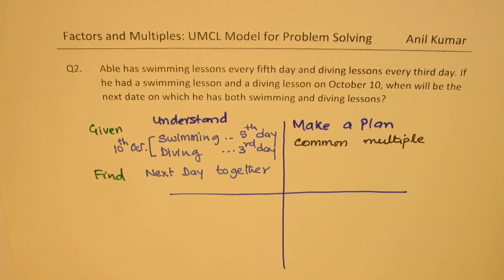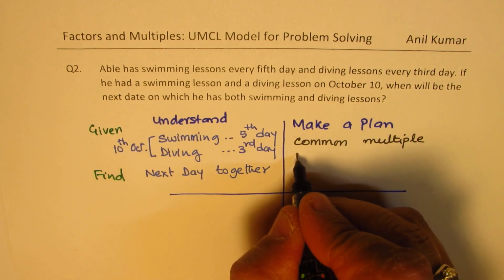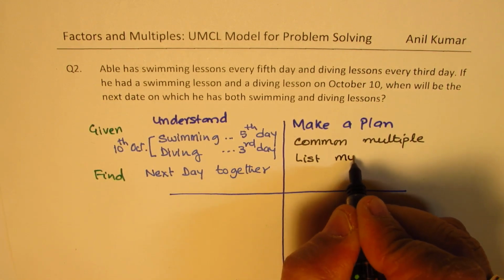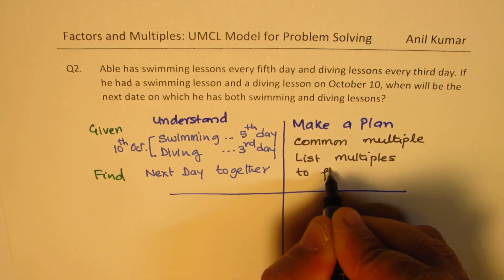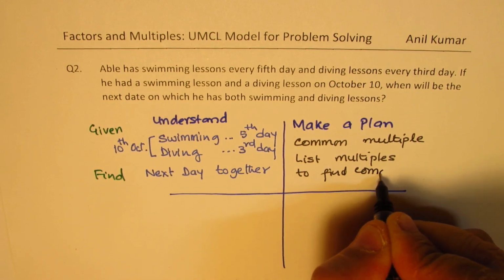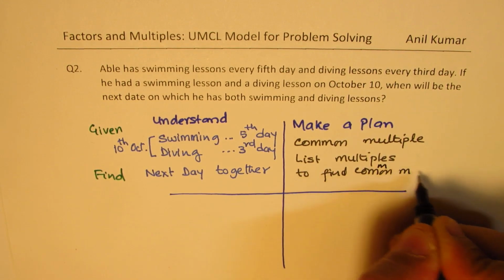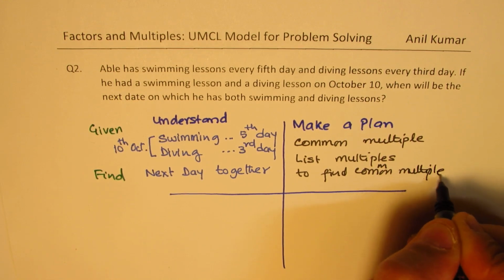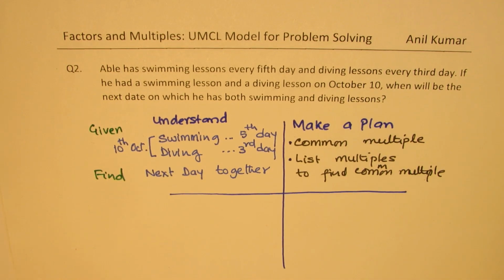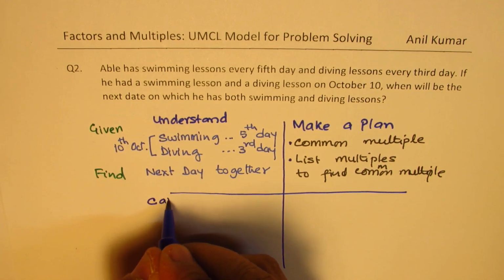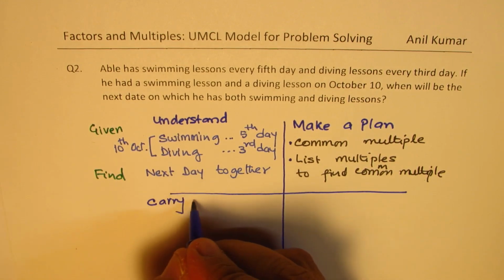Now there can be different strategies for finding the common multiple. So to find common multiples, what are we going to do? We'll list multiples to find the common multiple. Correct? So that is what our strategy is going to be. Okay, so let's follow the plan, and that is what we say, carry out the plan.